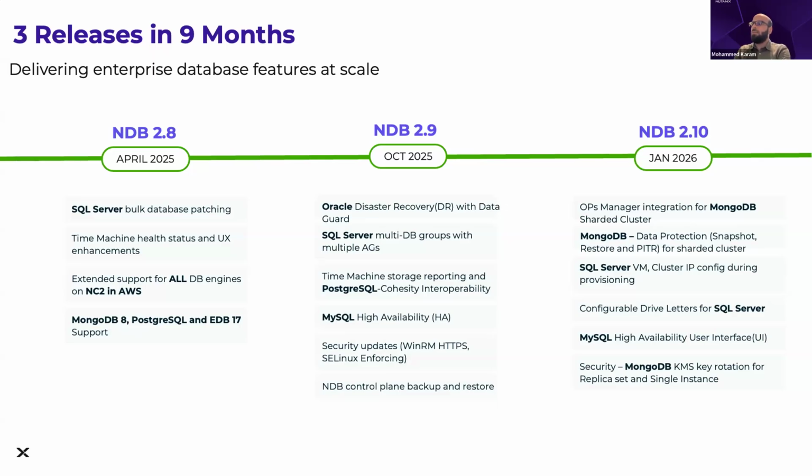And for today, we wanted to discuss what's coming in for NDB 2.10, which came out earlier this year. One of the main, again, I'll go through these very quickly, but we'll walk you through in detail in a couple of moments. We're very happy to have integration with Ops Manager for MongoDB sharded clusters. A lot of MongoDB goodness is coming in 2.10, including data protection features such as snapshots with restore and point-in-time recovery for sharded clusters. SQL Server improvements, including cluster IP configuration for specific IPs during provisioning. And another very popularly requested feature was configurable drive letters, also for SQL Server.